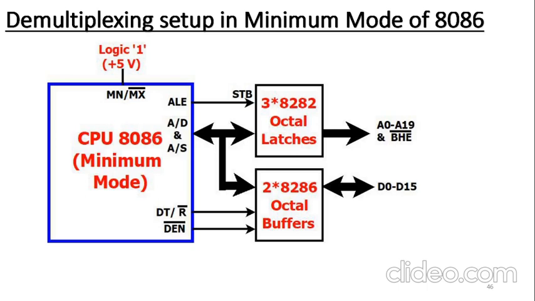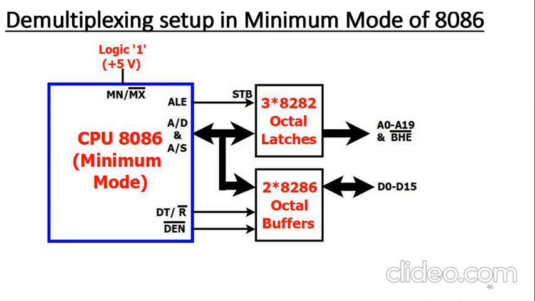Then next, from the T2 state onwards, the multiplexed lines will carry your data and the status output lines S3 to S7, which will be given to these octal buffer transceivers. It is 2 sets of octal buffer transceivers, that is 8286. Here the data part will be given, and that data will be buffered inside, and will be available at the output in the form of a buffered data bus D0 to D15.